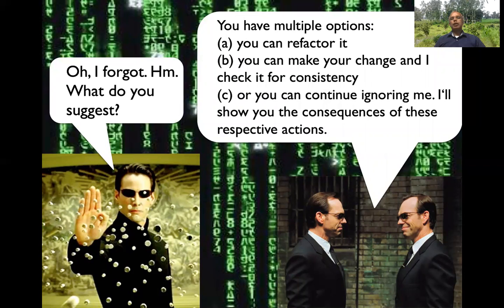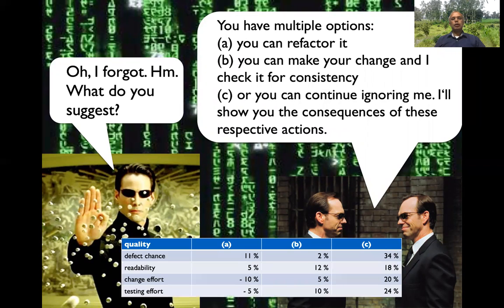You have multiple options. You can refactor it. You can make your change and I can check it for consistency. Or you can continue ignoring me. I will show you the consequences of these respective actions. So these are the actions. So if there are 3 different parameters in terms of the quality for those A, B, and C of the option above. So defect prone, readability, change effect, testing effect, all those different things.